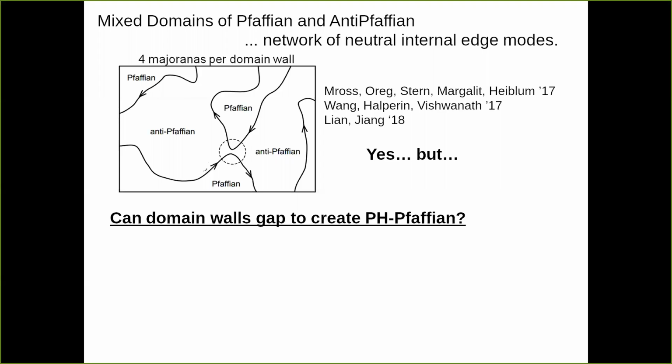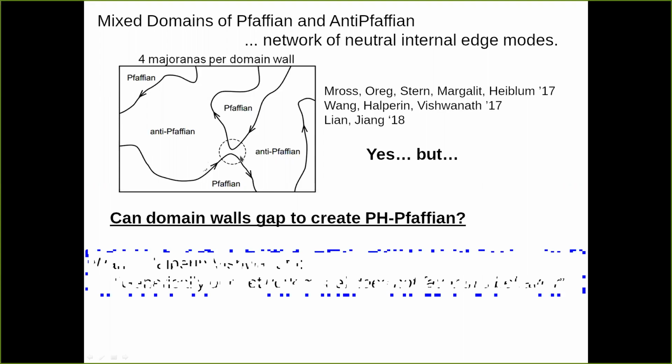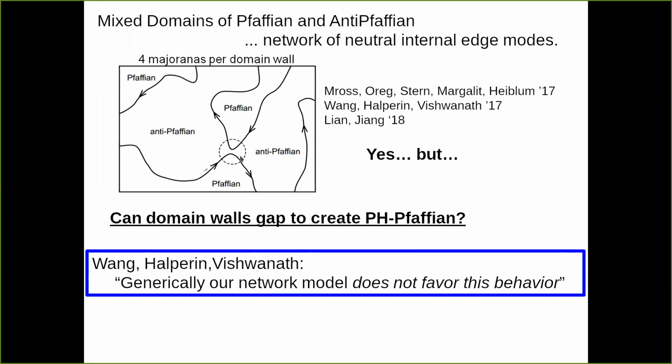Yes, you can do this. You can arrange such that you can gap out these internal edge modes by arranging a very special type of scattering at these sort of saddle points. But generically, you have to fine tune things in order to get that to be true. And there's a statement from the Wang, Halperin, Vishwanath group at Harvard that generically their network model does not favor this behavior, that it would require some fine tuning that they have no reason to believe is true.